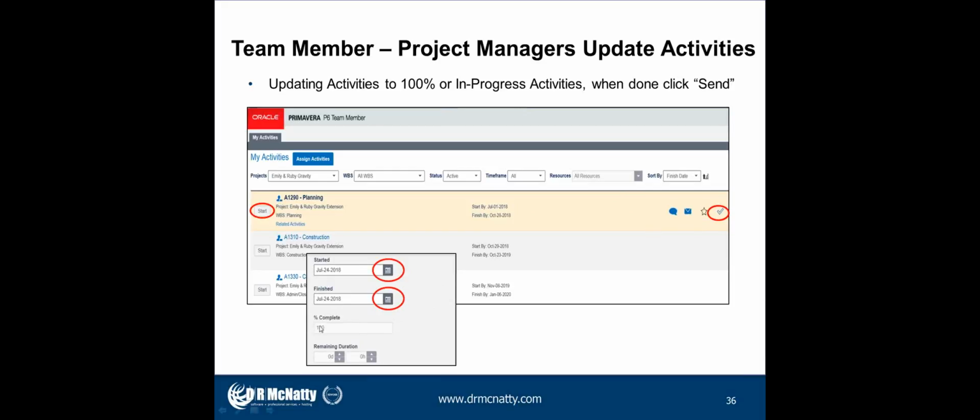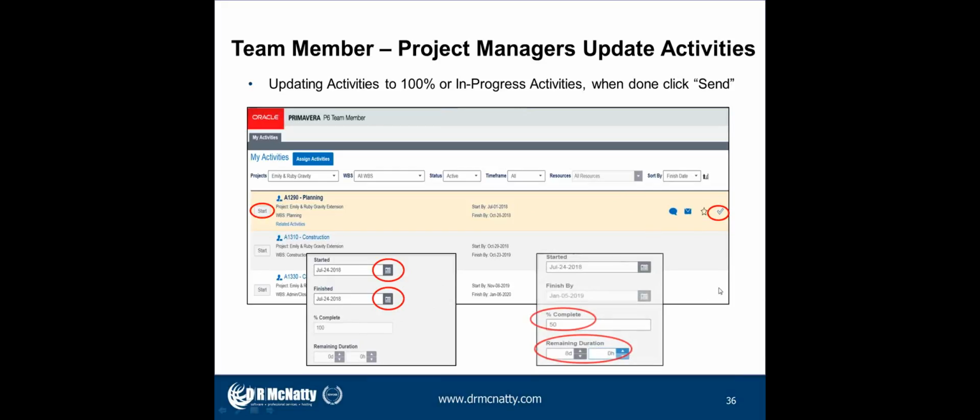We can see that it's got 100% complete. For in progress, you can also use the percent complete or remaining duration, almost similar to what you do in P6. And that's a lot of the reason why we gave not only the team leaders the training on P6, but also a quick crash course for the project managers, to understand what all this means if they hadn't done it before. You know, remaining duration, percent complete, actual start, actual finish.